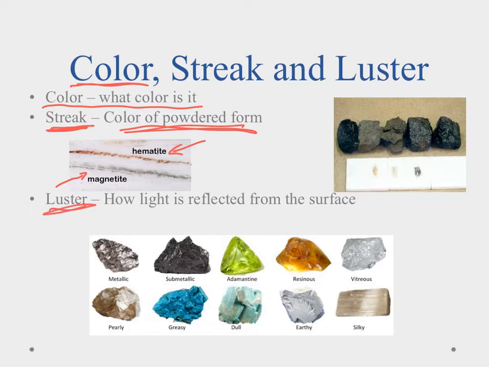Now, we also have another term called luster, and luster is simply how light is reflected from the surface. We can see some examples here. We have metallic here, a silky kind of reflection here, a dull one, and one that looks greasy, so it's basically how the light is reflected from the surface of it. So that gets us our color, our streak, and our luster.